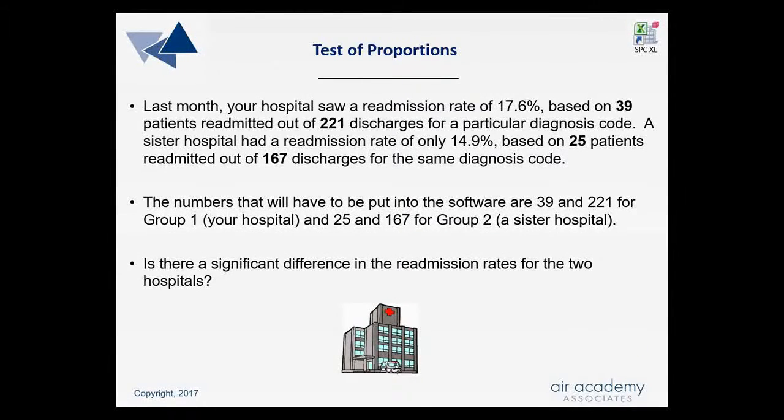Now, the numbers that we will have to put into the software are 39 and 221 for group 1, your hospital, say, and 25 and 167 for group 2, which is the data for the sister hospital. I'm writing those down now so I can put those into the test of proportions when we go to the software. So is there a significant difference between 17.6% and 14.9%, which some managers may say there is? Let's go check it out.